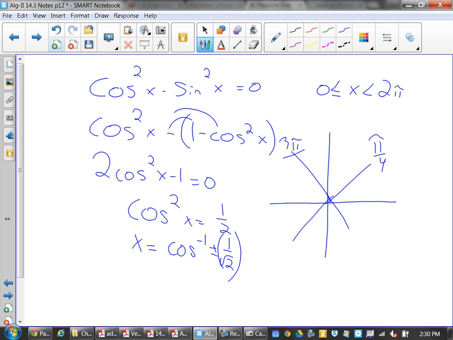Pi over 4, 3 pi over 4, 5 pi over 4, 7 pi over 4. Now, in all honesty, did we really even need to do all that math? Nope. You could have added sine squared and divided by cosine squared, and you would have just gotten tangent squared. Hold on a second here. Technically, we don't change any of this ever.